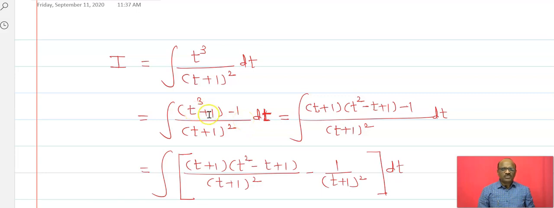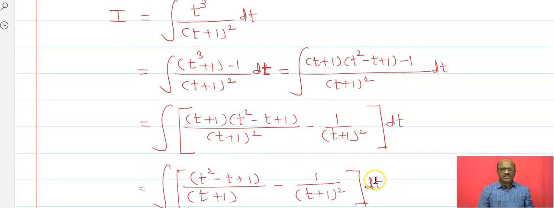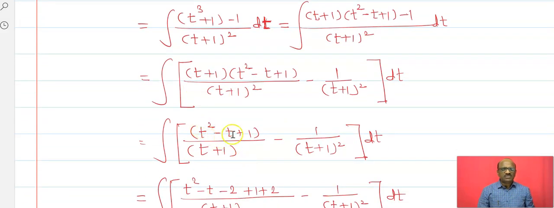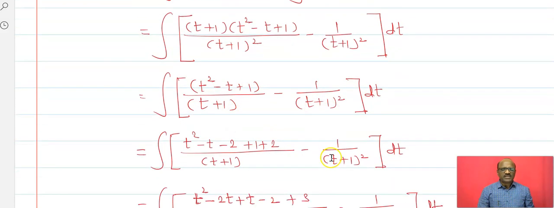Now what are the factors of t cube plus 1? That is the factors of a cube plus b cube. In the first bracket a plus b, that is t plus 1, in the next bracket t square minus t plus 1, bracket complete, and minus 1. Now split this up: the integral of (t plus 1) into (t square minus t plus 1) upon (t plus 1) whole square, minus 1 upon (t plus 1) whole square, into dt. Now t plus 1 gets cancelled, and you will get (t square minus t plus 1) upon (t plus 1), minus 1 upon (t plus 1) whole square.